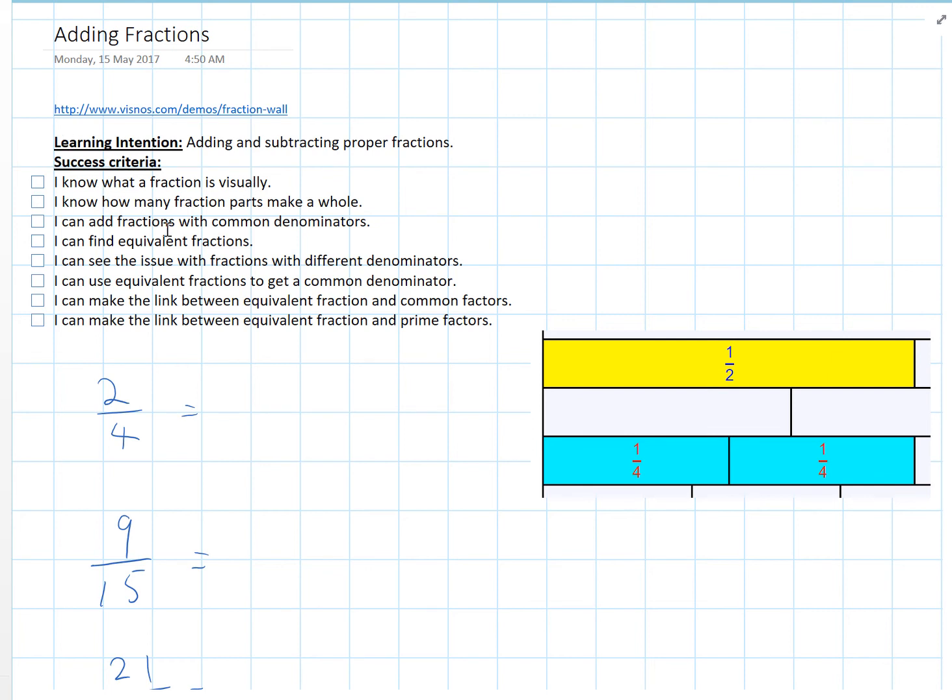I know what a fraction is visually. I know how many fraction parts make a whole. I can add fractions with common denominators. I can find equivalent fractions. I can see the issue with fractions with different denominators.